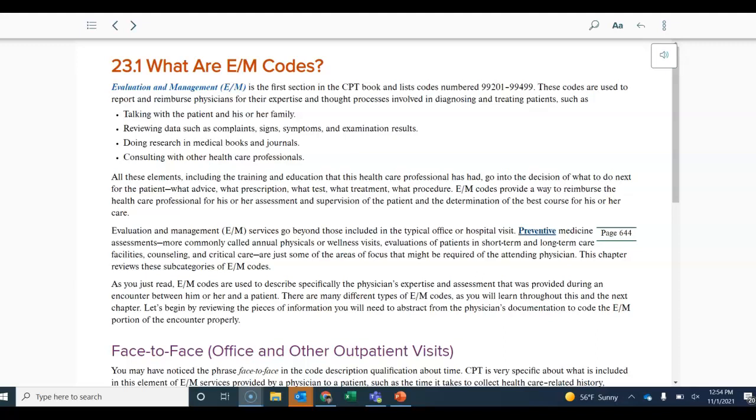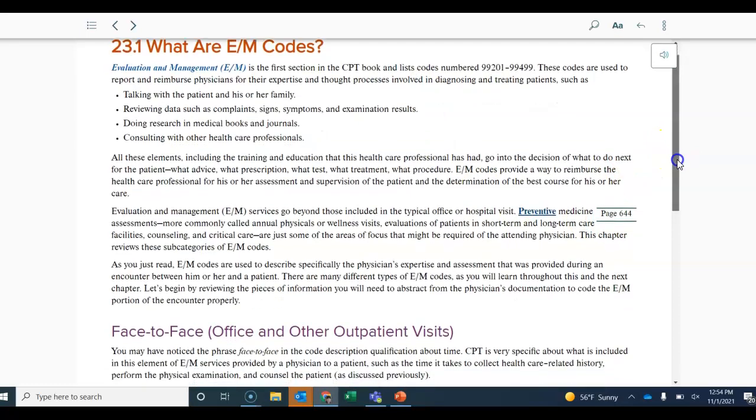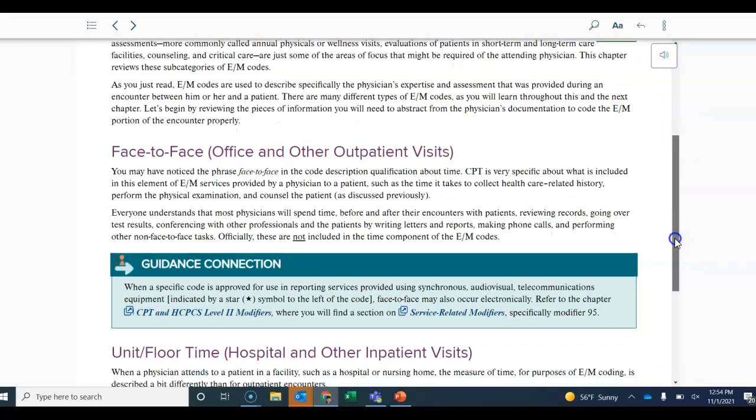We're going to have preventative codes. We're going to have all kinds of things in this chapter. So, let's go through this.